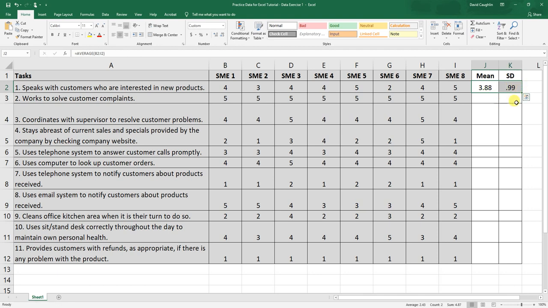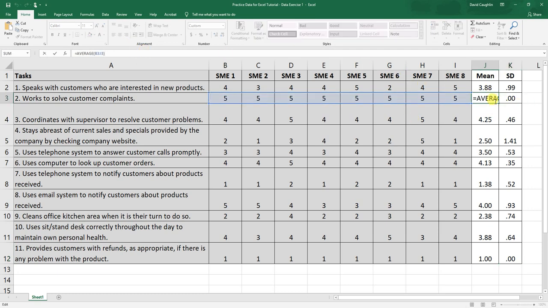Let's just see this little box down here. If we highlight both of these cells and we drag this all the way down, this is a quick way of pulling our formula all the way down and applying it to other cells. And so it'll go row by row. For instance, if we test this first one here, you'll see that it's selected the second row of cells, which corresponds to the second task, which is works to solve customer complaints, and so on.